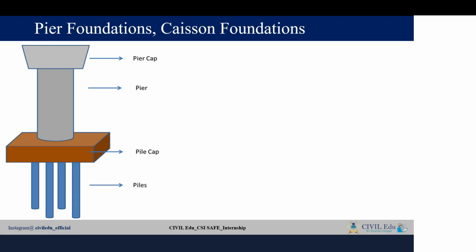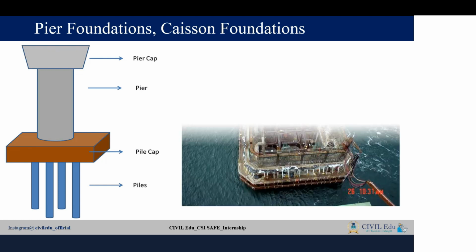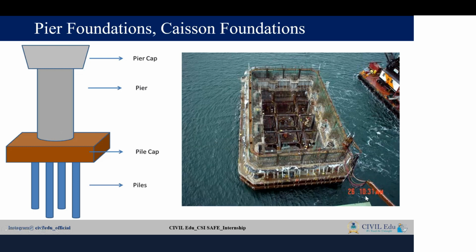And the next one is called caisson foundations. Caisson foundations are used especially in oil rig platforms. When they are drilling for oil from the deep layers of the sea or ocean surfaces, we construct these caisson foundations. What does it mean by caisson foundations?